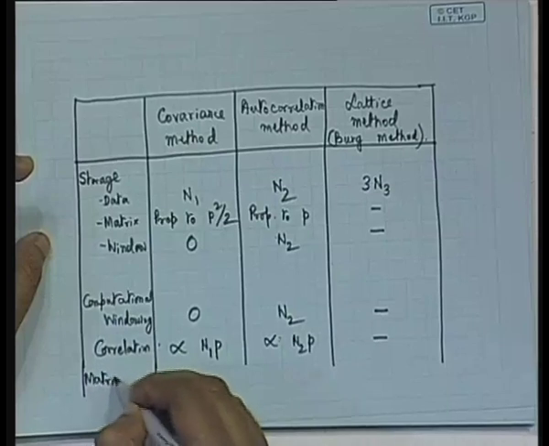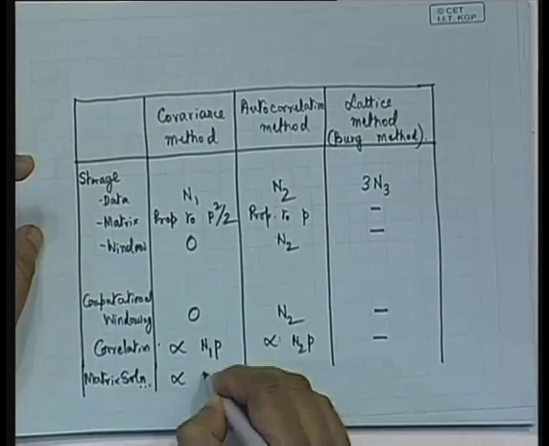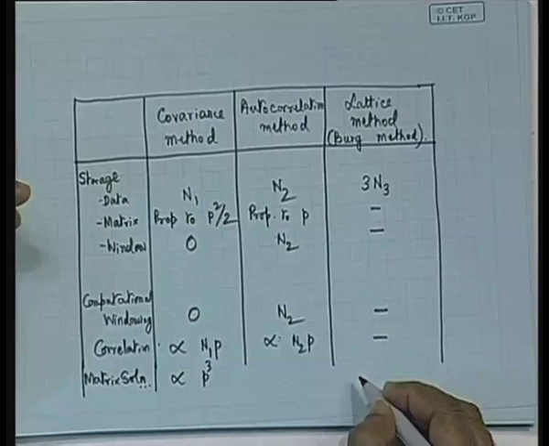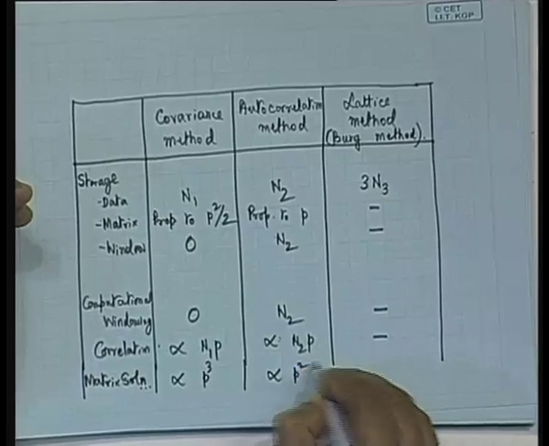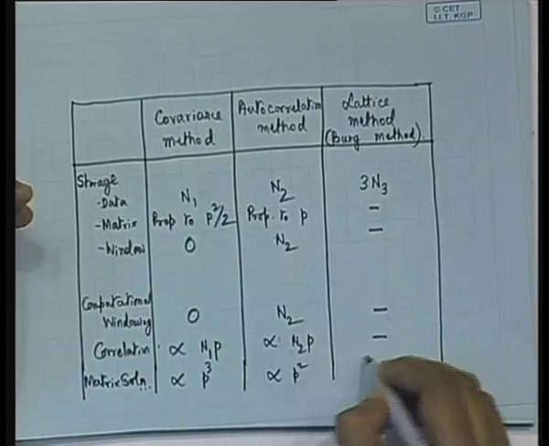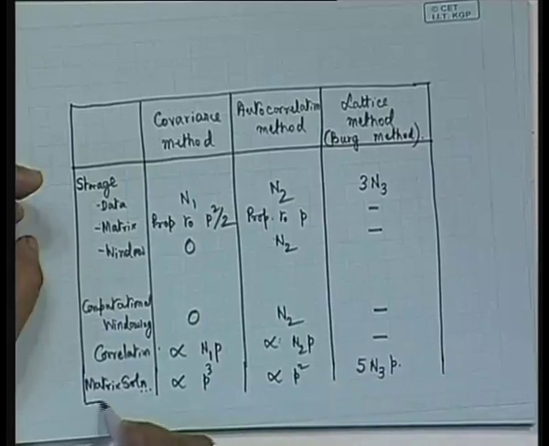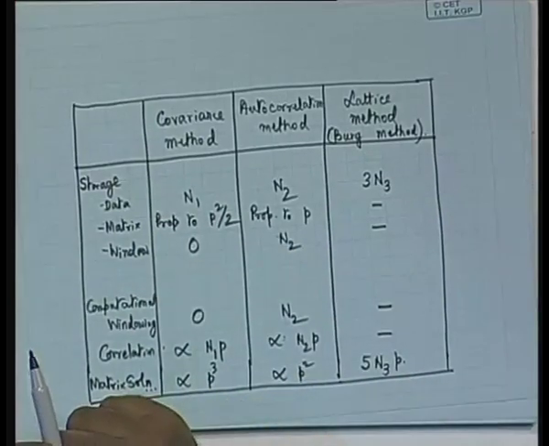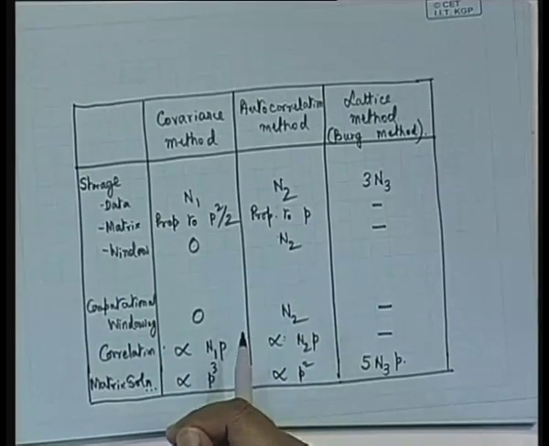But for the matrix solution, that is the matrix inversion, the covariance method is proportional to P cubed, a very heavy computational burden, whereas the autocorrelation method is proportional to P squared, and the lattice method has 5 N3 times P. In fact, this follows from the algorithm. We are not going into the exact derivation, but it is just to give you an idea about what sort of storage and computational comparisons one gets by comparing these three methods: covariance, autocorrelation, and lattice method.